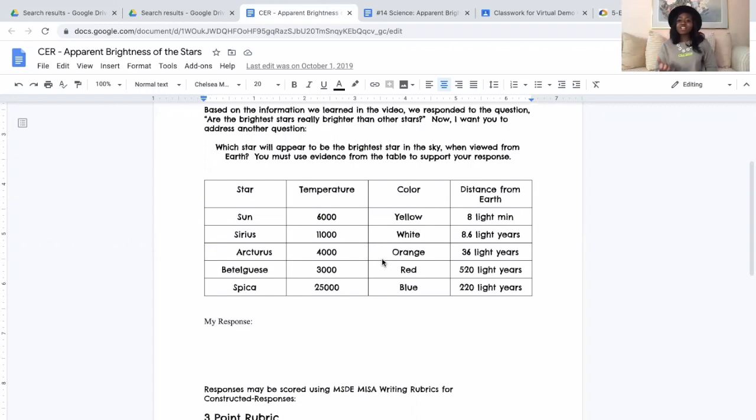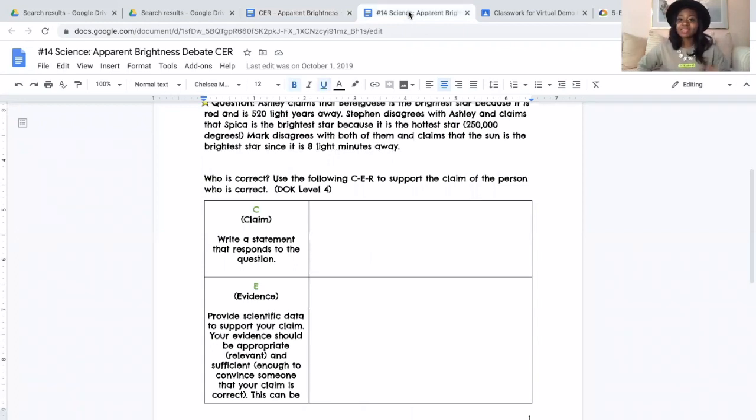And this data chart is used in conjunction with the CER. And one thing that I would say is that this CER, I would administer it during the elaboration or evaluation section of a 5E lesson plan. And so for science in Prince George's County, we use a 5E lesson plan composed of an engagement, an exploration, an explanation, an elaboration, and an evaluation.